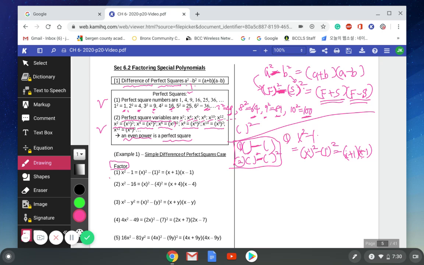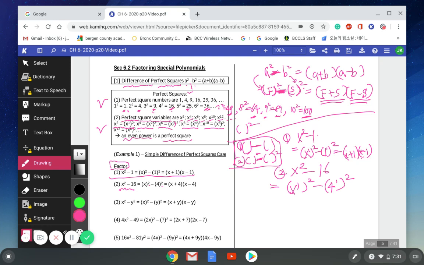So that's number 1. Does everybody follow this? How about number 2? When you have x squared minus 16, you can express this as something square minus something square, right? Which is x squared minus 4 squared. Because if you have x squared minus 16, can you make it this way? Yeah, x to the square and 4 to the square.